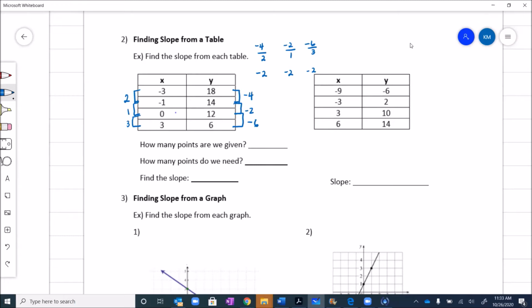Should be a constant, right? Just like our rate of change was in a line. Okay, so how many points are we given? We're given 1, 2, 3, 4 points. How many points do we need? We only need 2. Okay, we didn't need to do this 3 times. I just wanted to show you that it was consistent. It didn't matter which you chose. Okay, so our slope, like we said, negative 2. We could also say, for graphing purposes, negative 2 over 1. Either one, it works out.